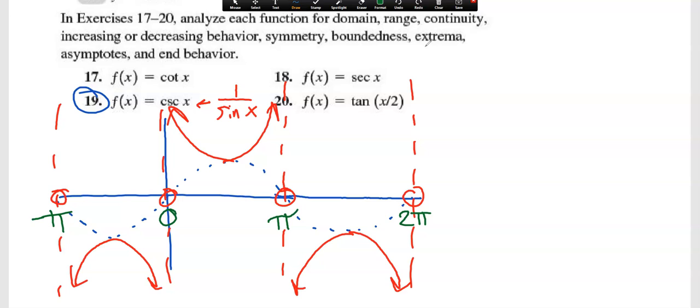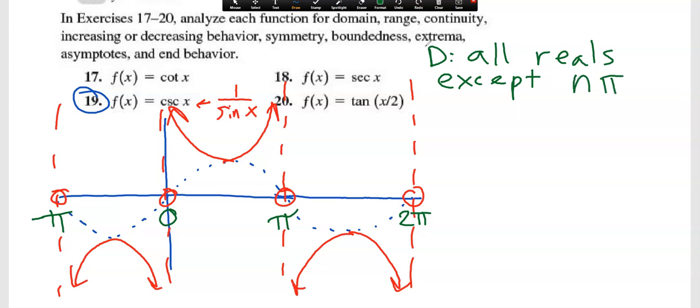Can you give me the domain of that function? All reals except integer multiples of pi. Now, how do we need to say that? N pi, where n is an element of the integers, as I taught you that notation last week. Please make sure you use it.